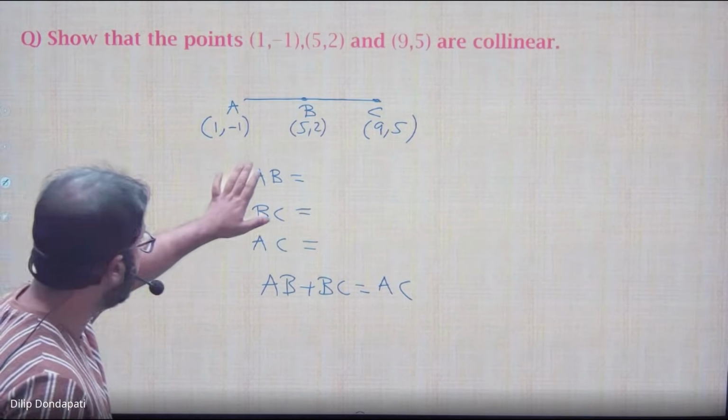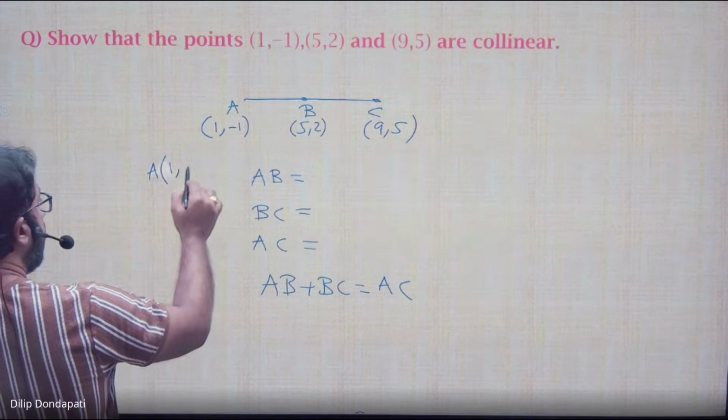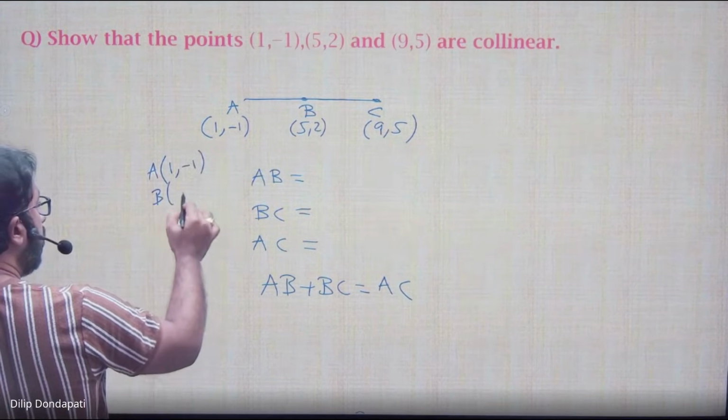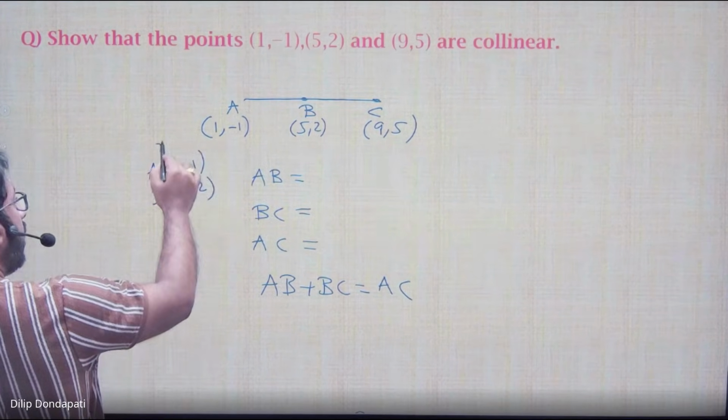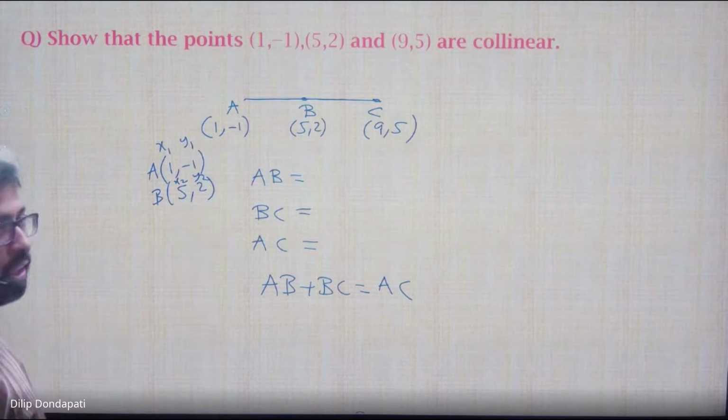Janvi, when you're finding distances, for AB, always try to take the coordinates like this: A is 1, -1 and B is 5, 2. And you try to write x1, y1, x2, y2. Then only you will not make a mistake. Otherwise a mistake will happen.